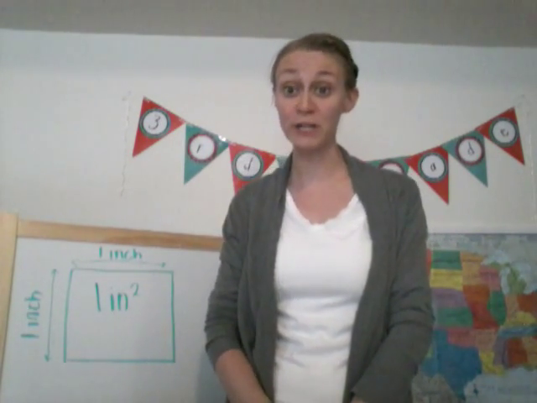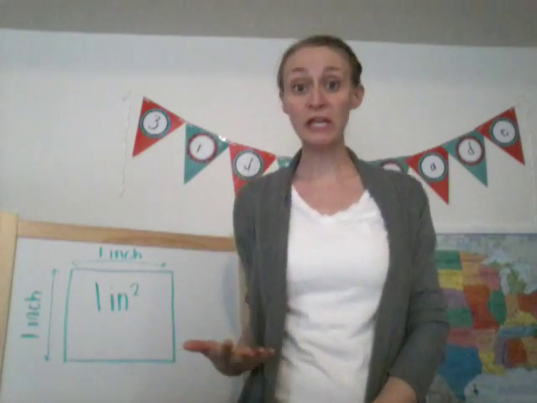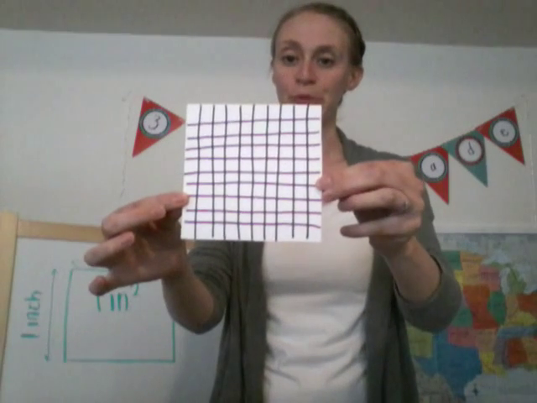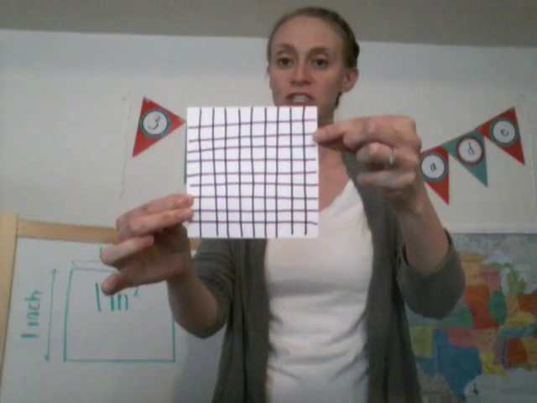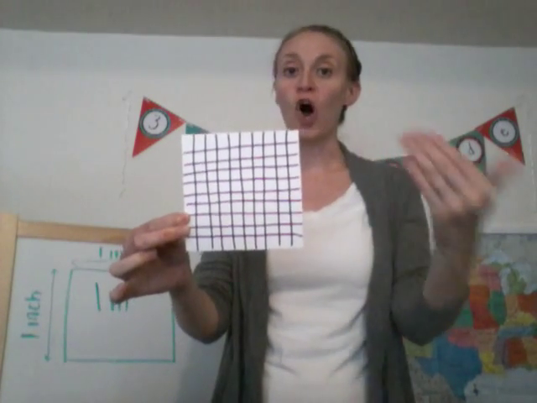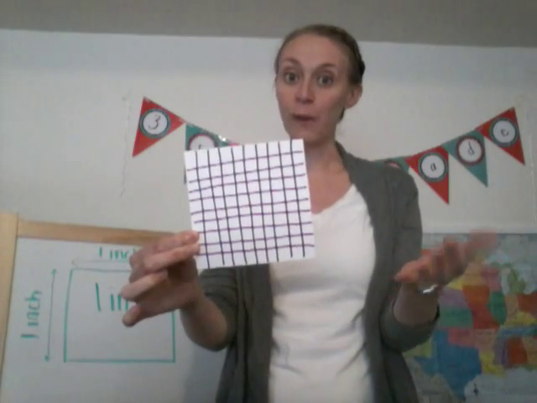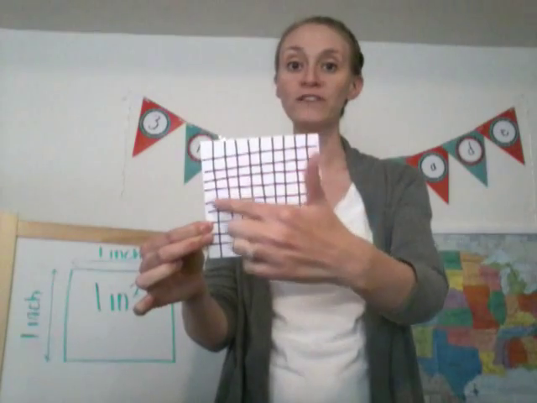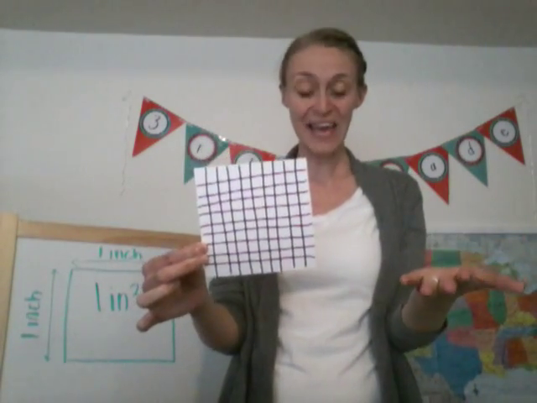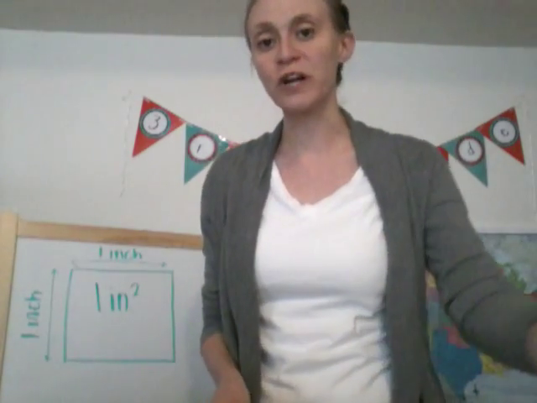Now if you remember, square units are what we used to find the area a couple weeks ago. So in this example, remember that each square equals one square unit, and all you needed to do to find the area a couple weeks ago was add up all of the square units, and that gave you the area. Now we're going to look a little bit more at square units this week.